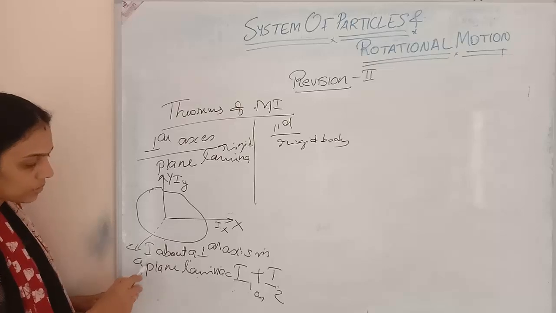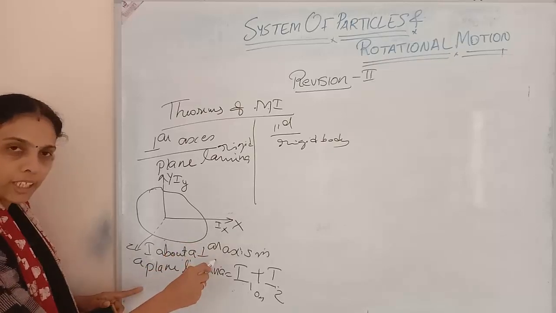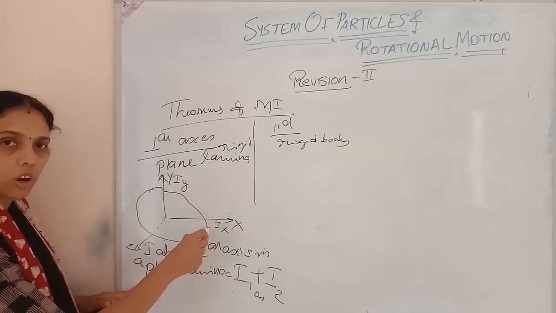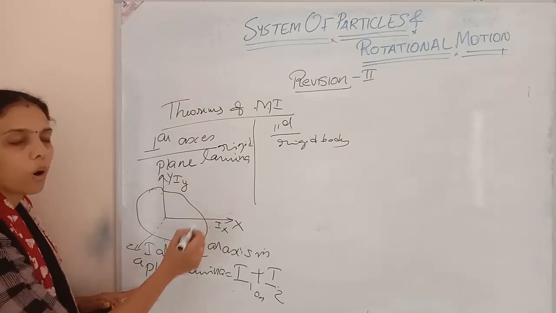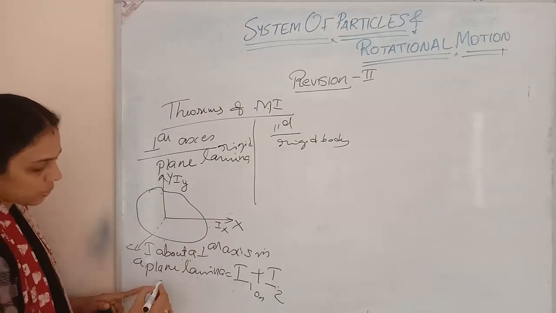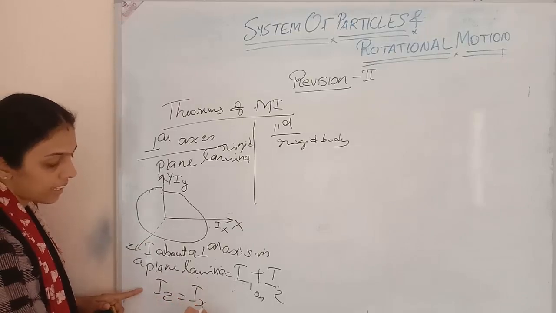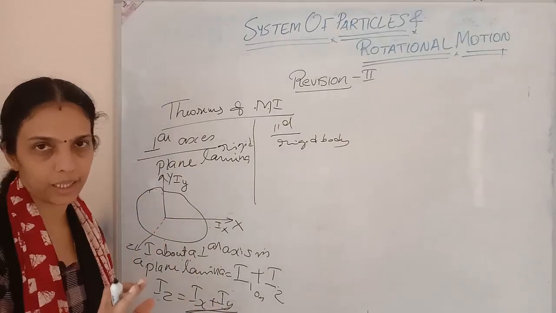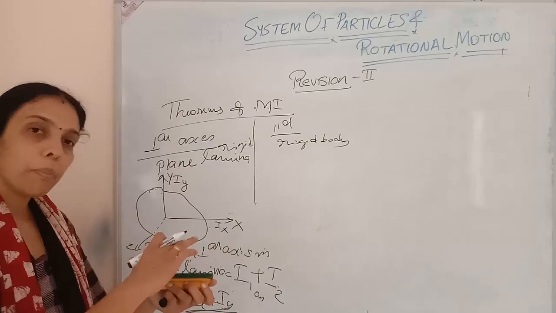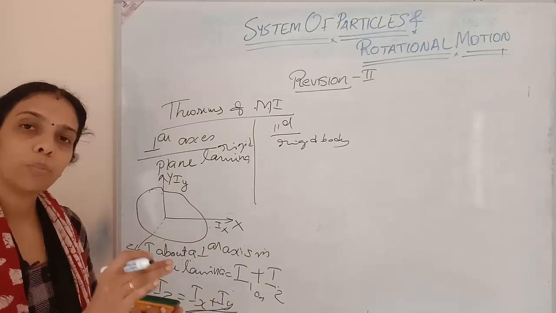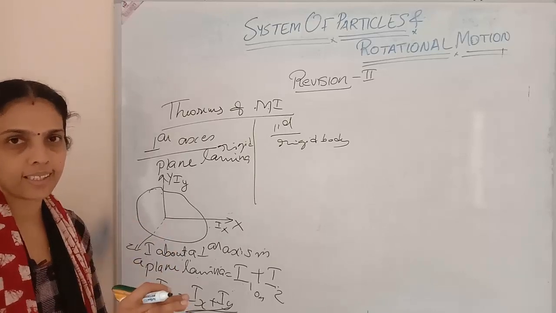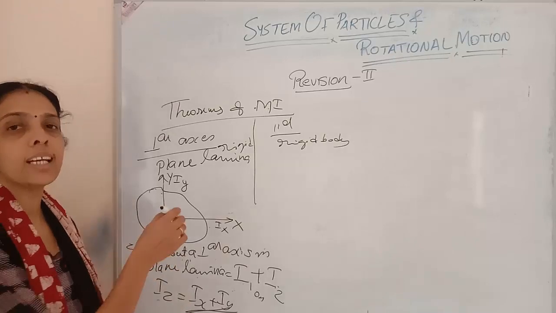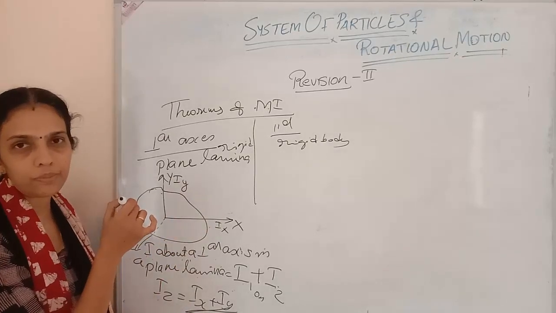Okay, so the moment of inertia about a perpendicular axis on the plane lamina will be equal to the sum of moments of inertia of the two axes which are on the plane lamina. So Iz will be equal to Ix plus Iy. This is called the perpendicular axis theorem. On the plane lamina, two axes are there. The sum of the moment of inertia about these two axes will be equal to the moment of inertia about the perpendicular axis concurrent to those two axes. Clear?